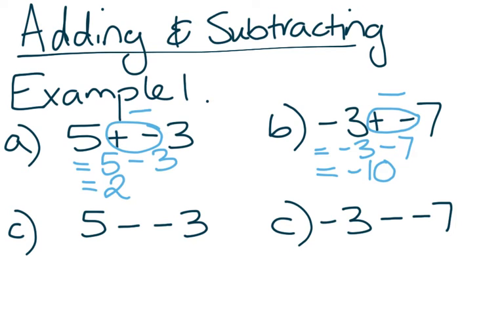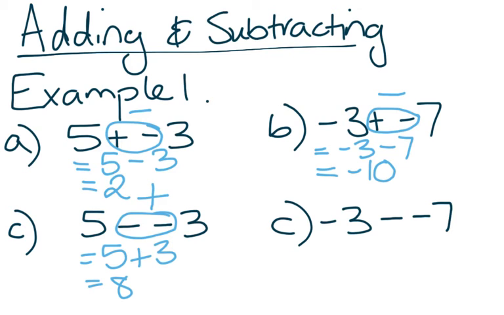Then we move on to part C, where we have 2 take signs. If we are going to take away and then take away a negative, we're kind of just cancelling them out and we're just adding. So the 2 take signs actually come together to make a plus. So we end up with 5 plus 3, which is 8.